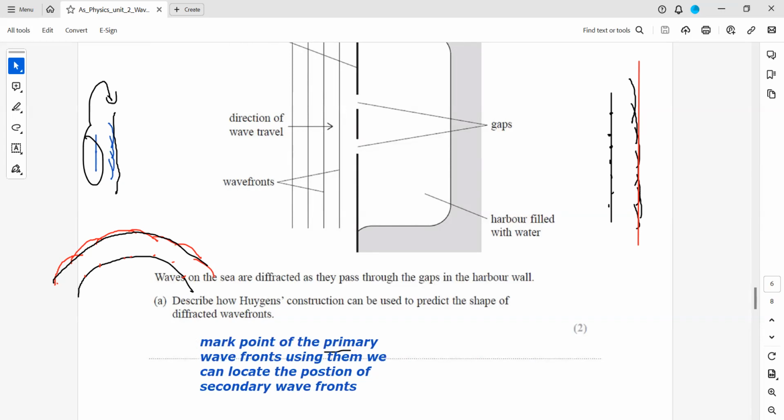Each point on the primary wavefront acts as a source, emitting waves. So if this is a wavefront, you can mark any point on the primary wavefront and draw an arc. Then you draw another arc from this point, another arc from this point, and another. The points where these arcs intersect or meet, when we join them, we get a secondary wavefront. Is it clear, 4A?